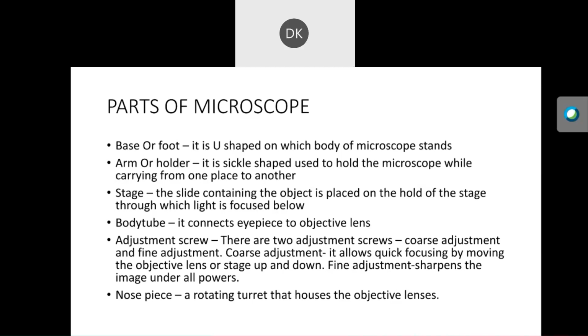Coarse adjustment allows quick focusing by moving the objective lens or stage up and down. Fine adjustment sharpens the image under all powers. Nose piece is a rotating disc that houses the objective lenses.